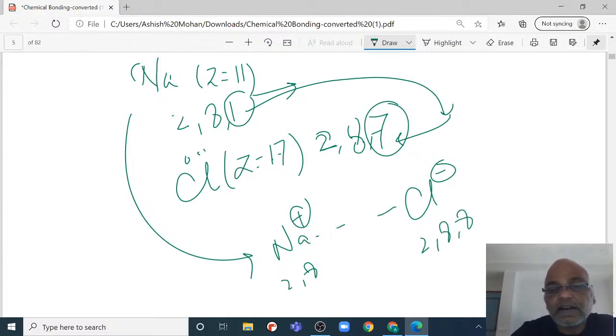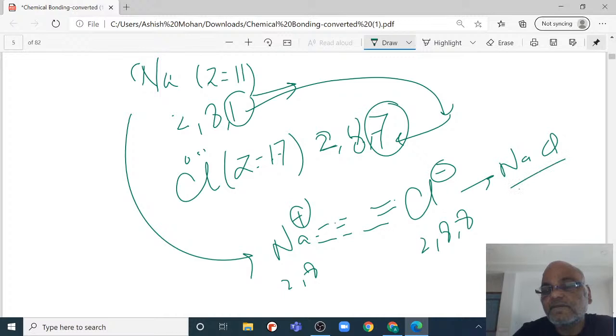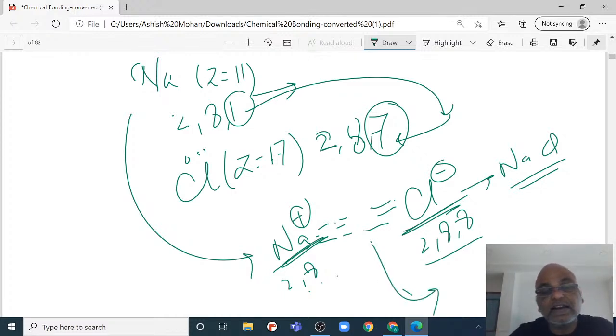There is an interaction between these two atoms, and they will form NaCl. Okay? So the purpose for joining these two atoms is to complete the octet. Na is completing its octet by losing 1 electron, and Cl is completing its octet by gaining the electron. Therefore, the kind of bond formed here is different from the kind of bond formed in the previous example.